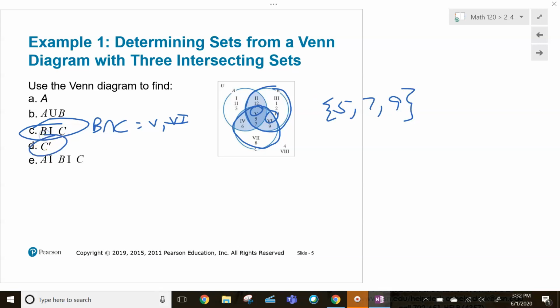How about not C? If we're not C, so C's out, here's not C. Then we're in regions 1, 2, 3, or 8.